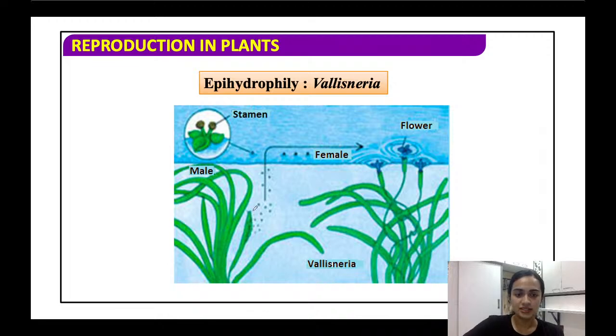So this male has released its pollen grains, and these pollen grains come to the surface of the water. This female part has arisen up. All right, so this is the female, and from here the pollen will travel and reach the female part through water currents.